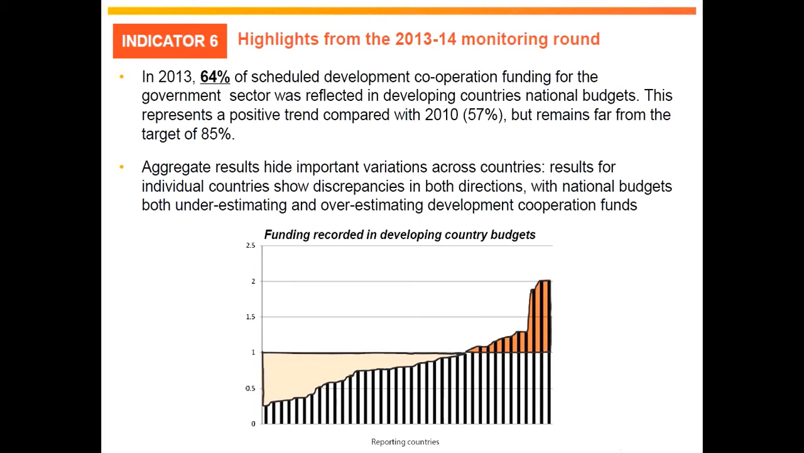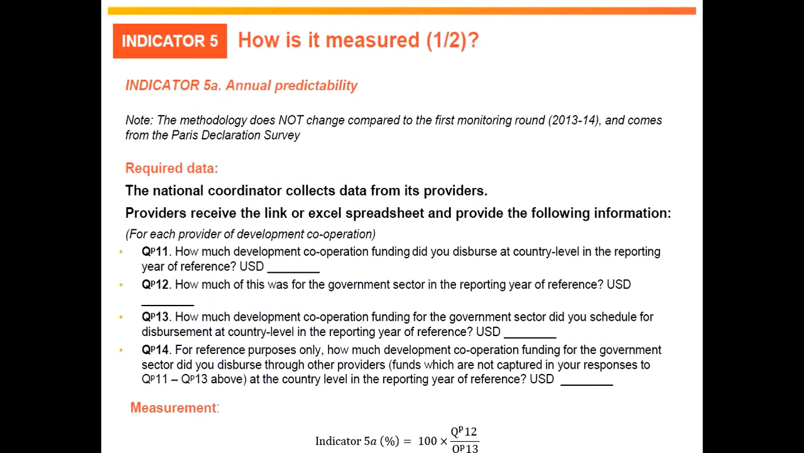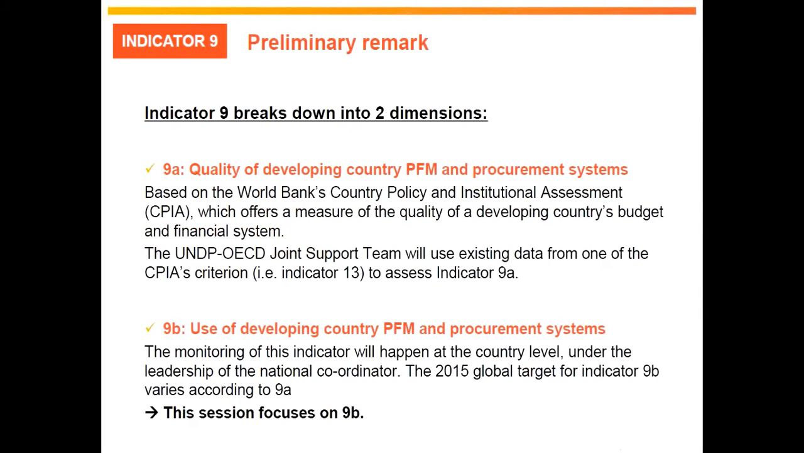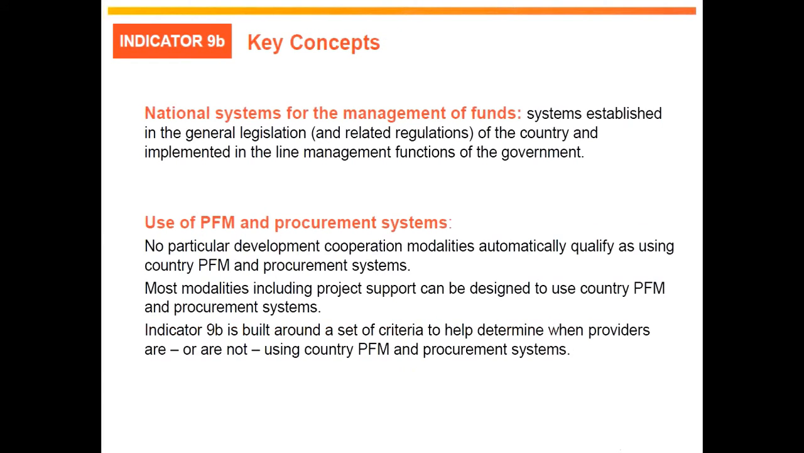The commitment in Busan, and let me go really quickly to it, is to align to transparent, country-led results frameworks. If the results framework or the planning tool is not transparent, in the sense that it's not public or accessible for development partners, then it's logical that they cannot align to it. But then they should indicate what other planning tool or government-led results framework they are aligning to.